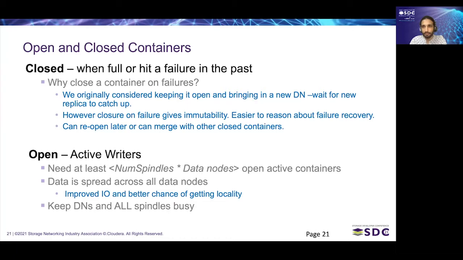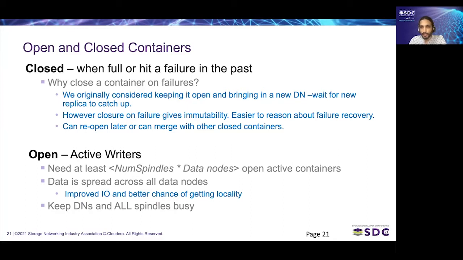A container would typically exist in open or closed state. In open state, the container can accept data writes. And in an open state, the container is associated with a data pipeline or a Ratis pipeline. The number of open containers which Ozone maintains at all times is equal to the number of disks times the number of data nodes. This makes sure that all the disks in the entire cluster, for all the data nodes, are equally used when there are heavy data writes happening in the cluster.